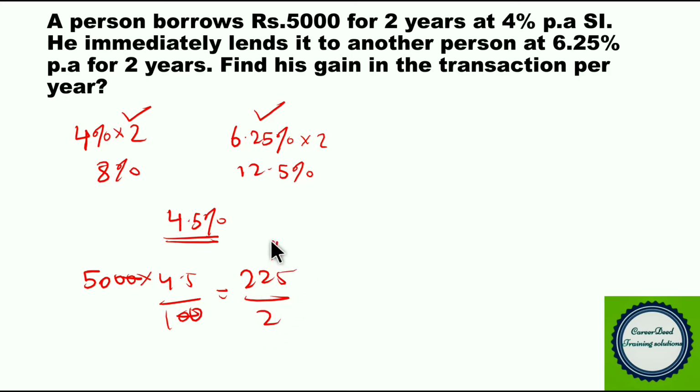So, for 1 year he will get 112.50 rupees profit. Because in the question it is clearly given, find his gain in transaction per year. For 1 year he will get 112.50 rupees. Now moving to question number 2.